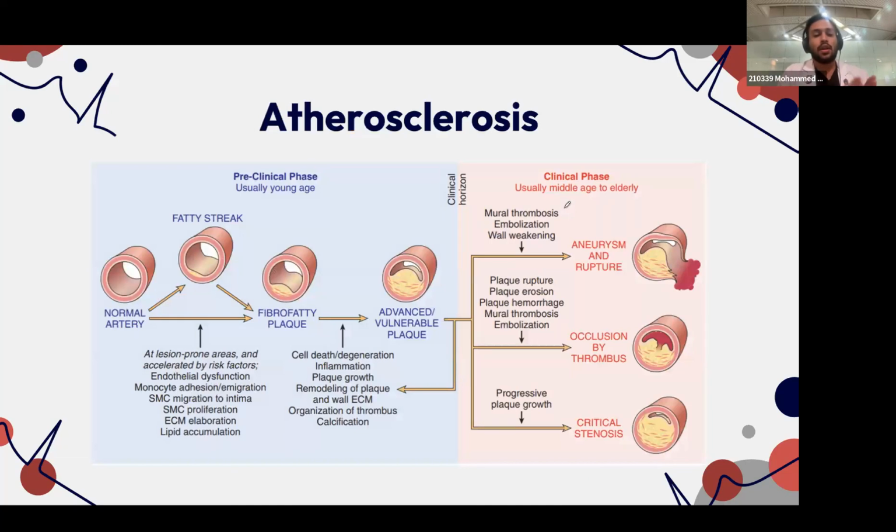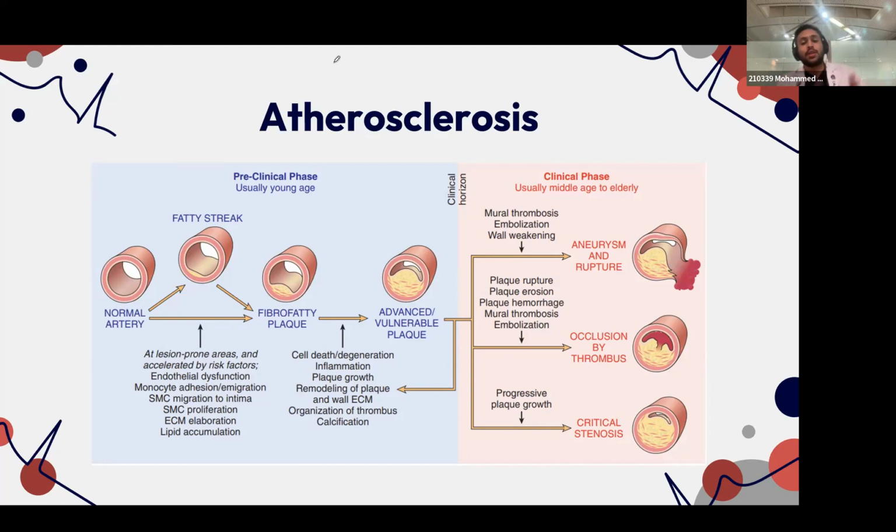So now, the next topic is atherosclerosis. Can someone just broadly define what is atherosclerosis? Simple definition. Hardening of the vessel. Excellent, good.